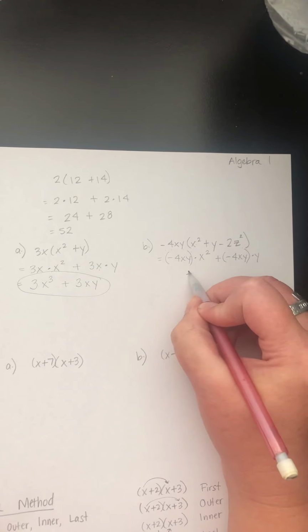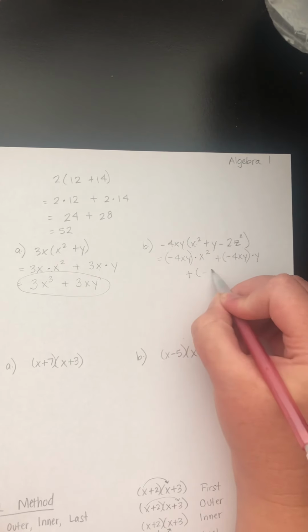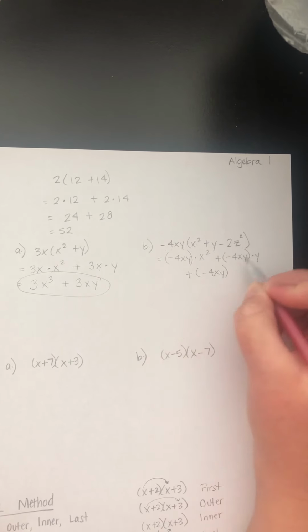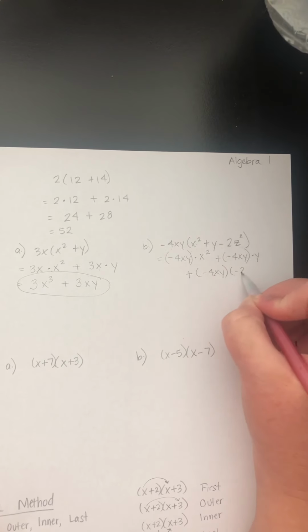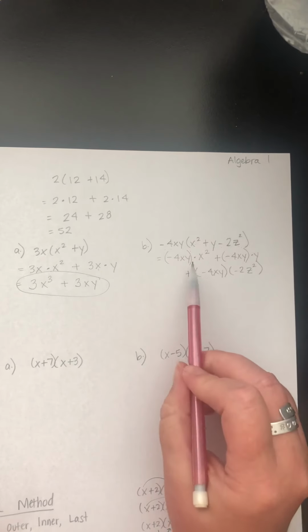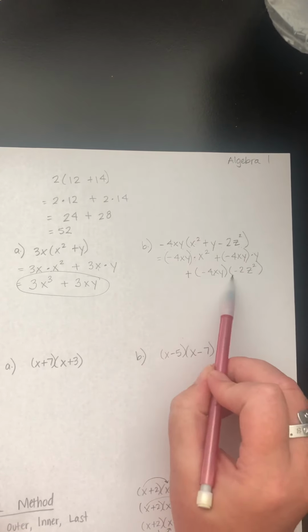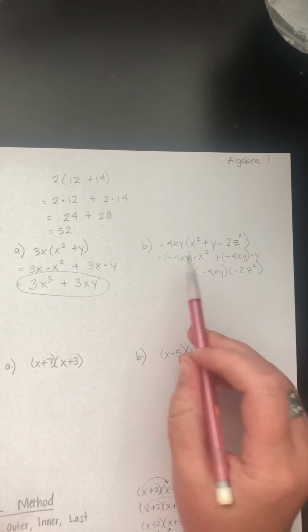And I ran out of space, plus our first term, which is negative 4xy, times our third term, which is negative 2z squared. This means to multiply, and also two parentheses next to each other means to multiply. We're going to multiply these together and see what we get.